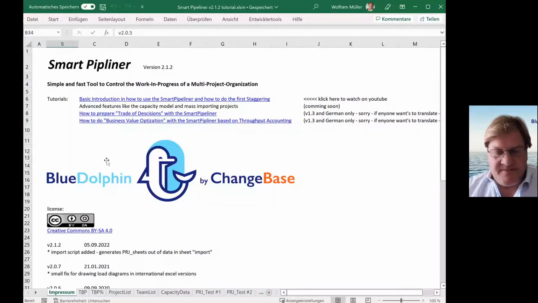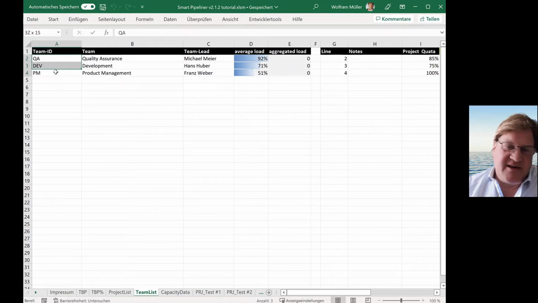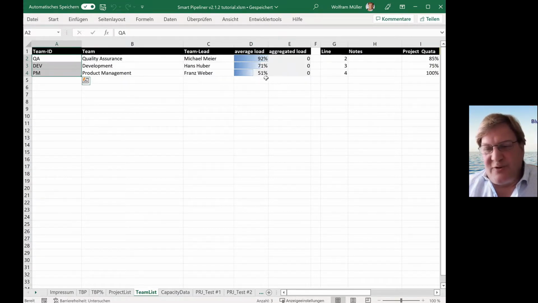The SmartPipeliner you already know. So it's the current version. And in the end, it's all about the capacity data. So part one. As you remember from the tutorial, we have in the example 3 teams with responsible people. And we already did the staggering in the basic tutorial, so no one is overloaded.